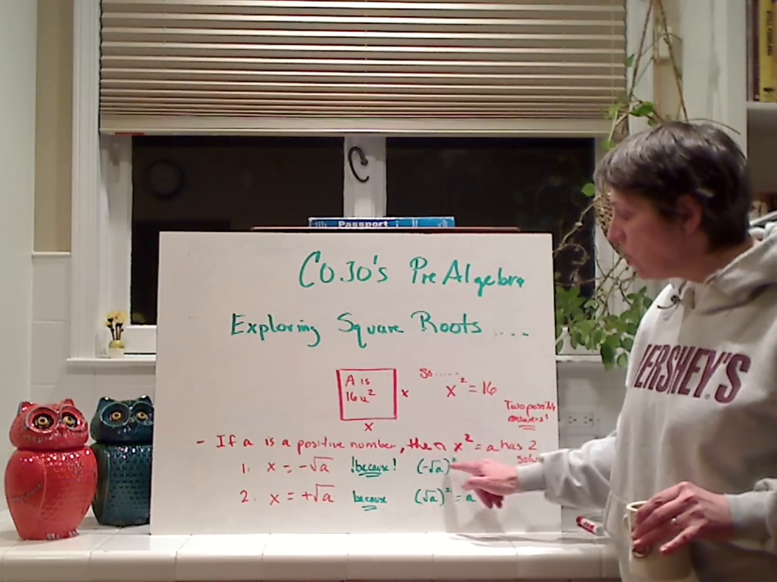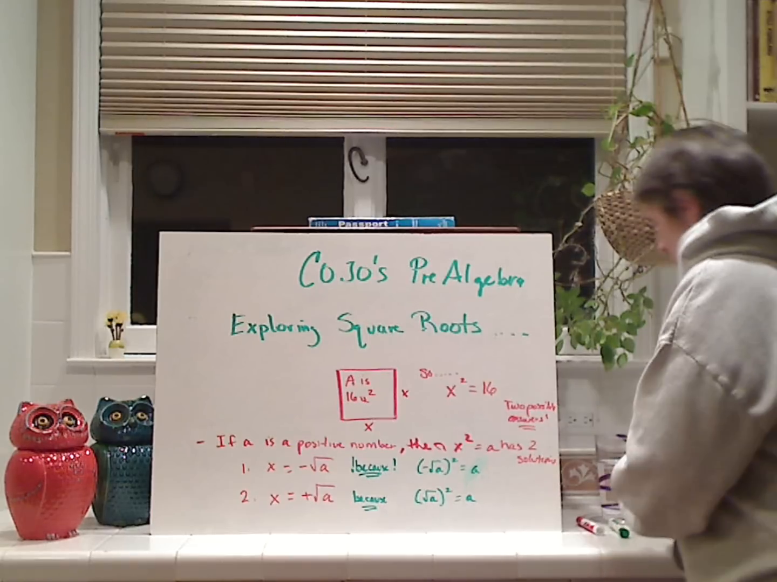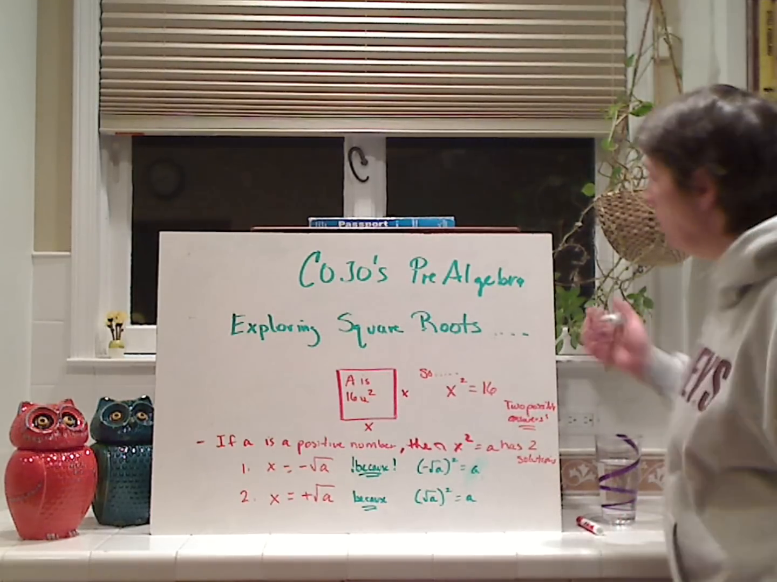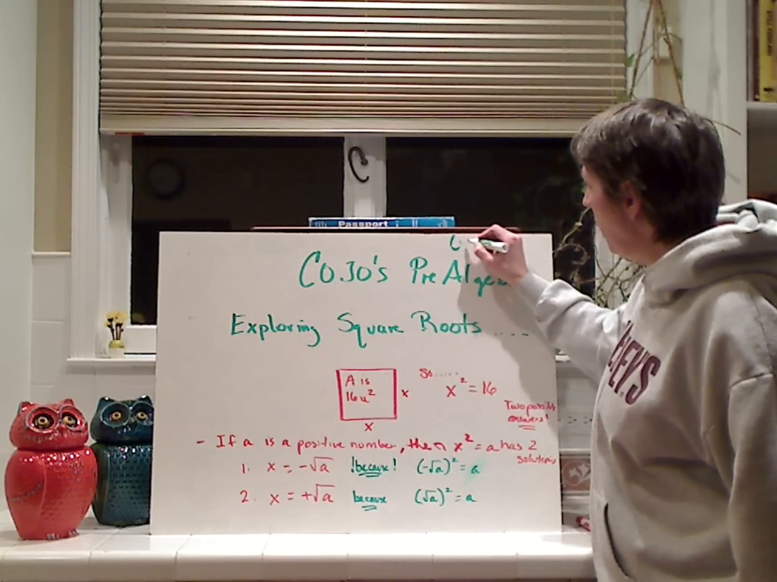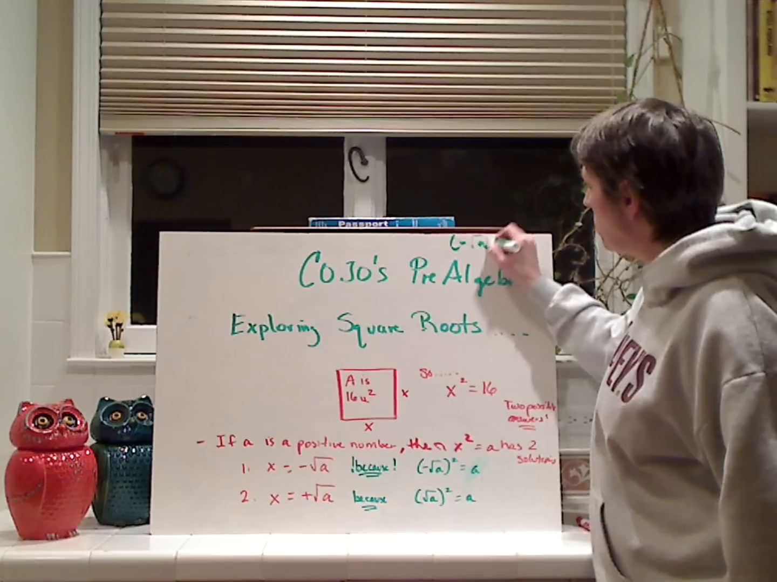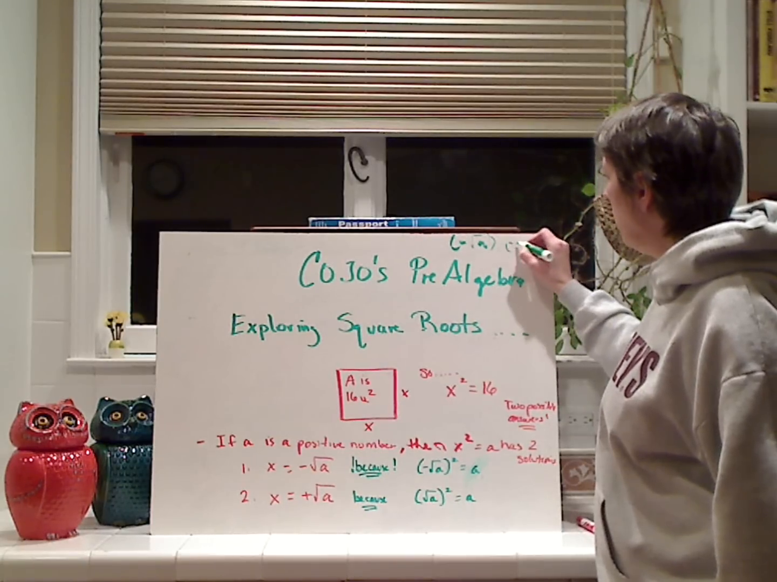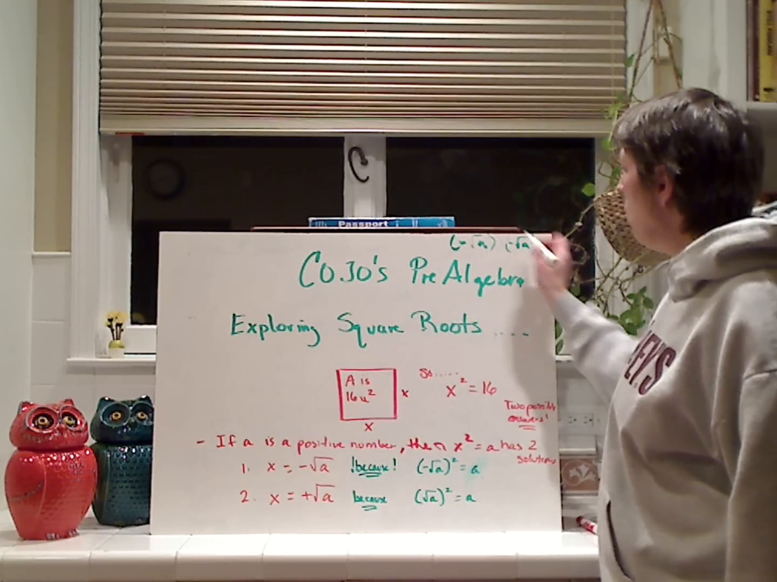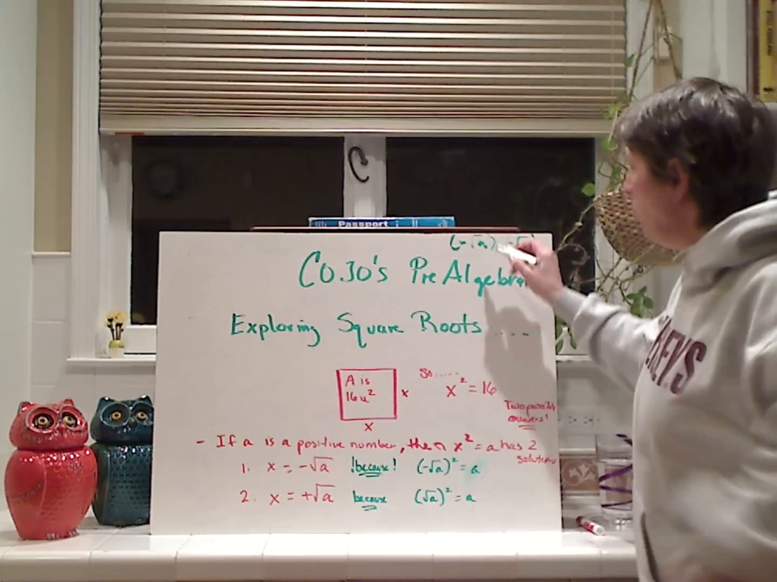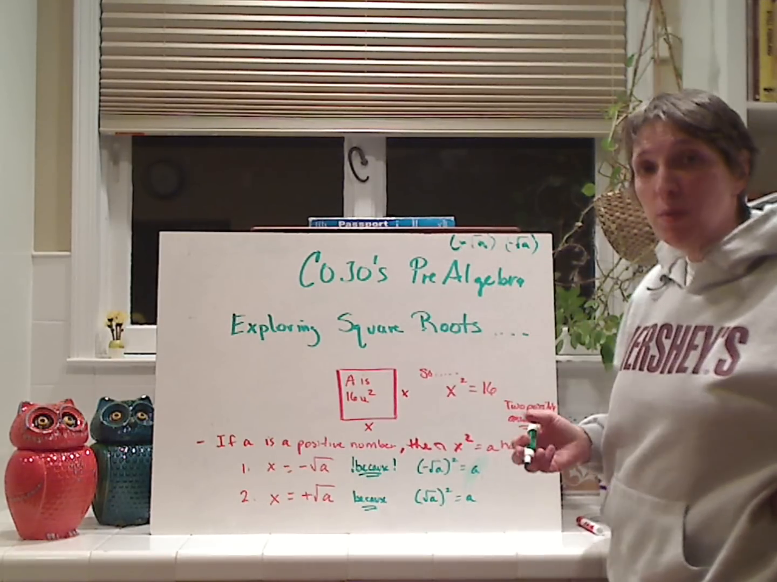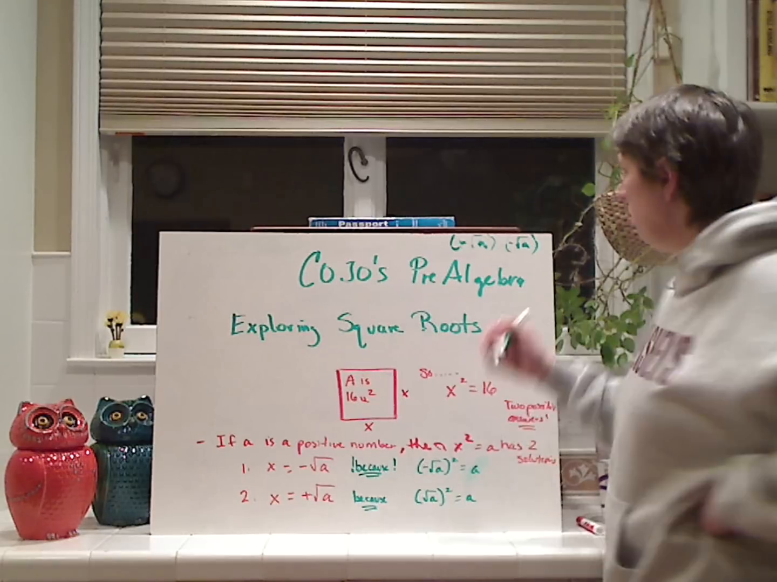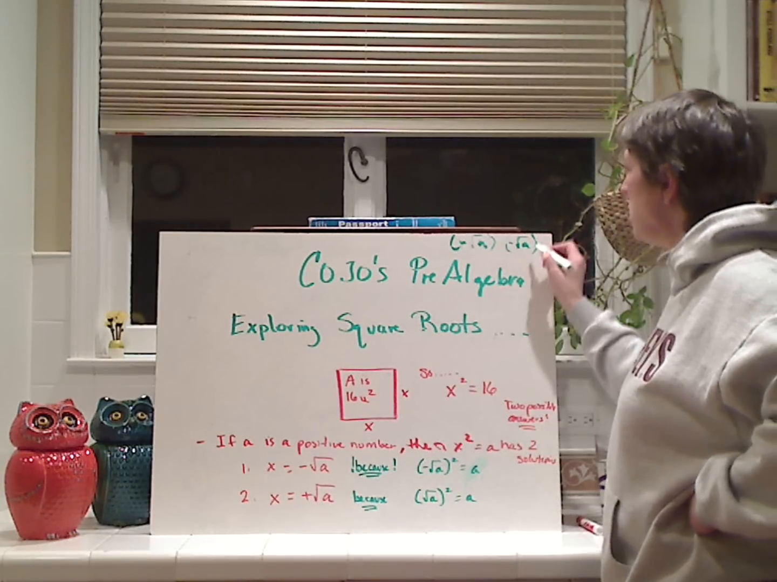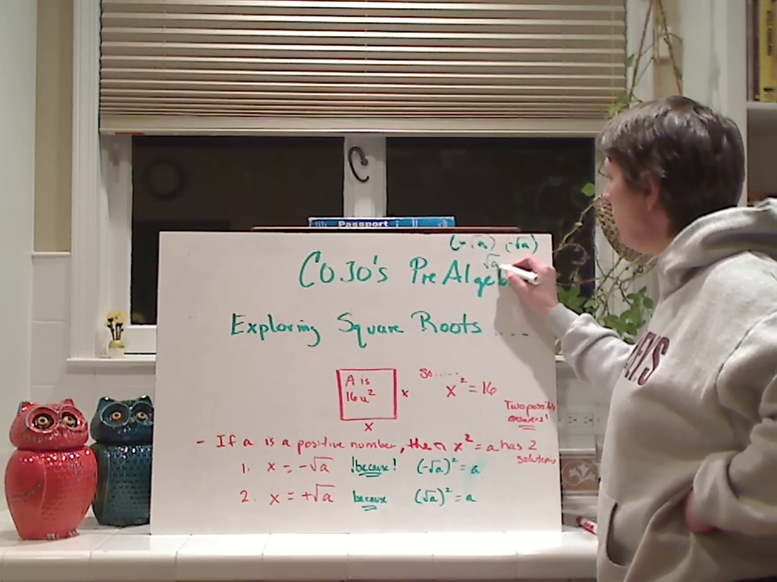So if you take the square, I'll show you up here, if we go negative the value of the square root of a times negative the square root of a, when we multiply those, we get a negative times a negative, which becomes a positive, and then the square root of a times the square root of a becomes the square root of a squared.